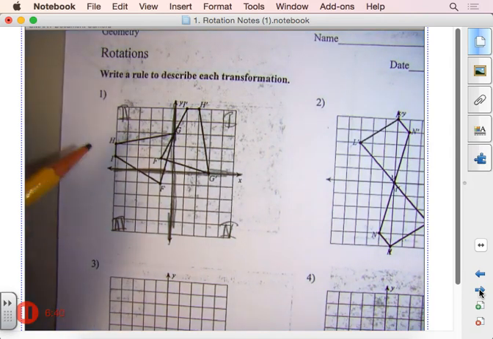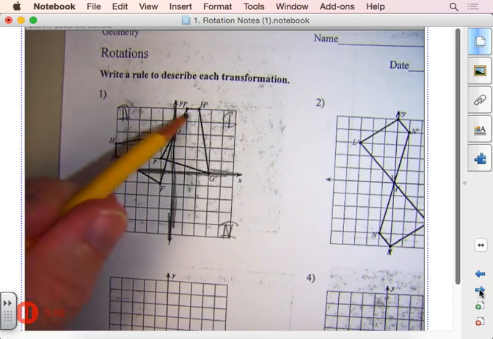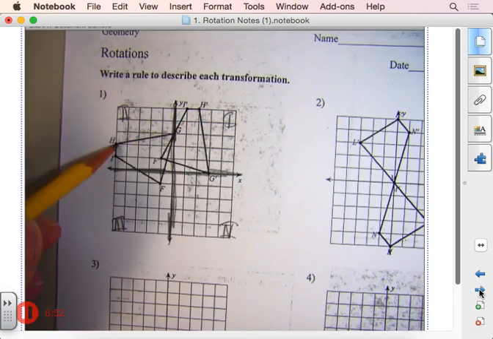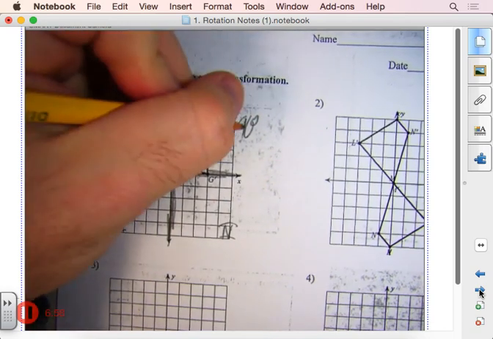So for example, let's look at point H. Remember, this is our original because there are no primes. So to find H prime, we have to go over just one quadrant from here. Every quadrant is 90 degrees. Since these points only moved one quadrant, that means we must have moved 90 degrees. So for number 1, we'd say 90 degrees.